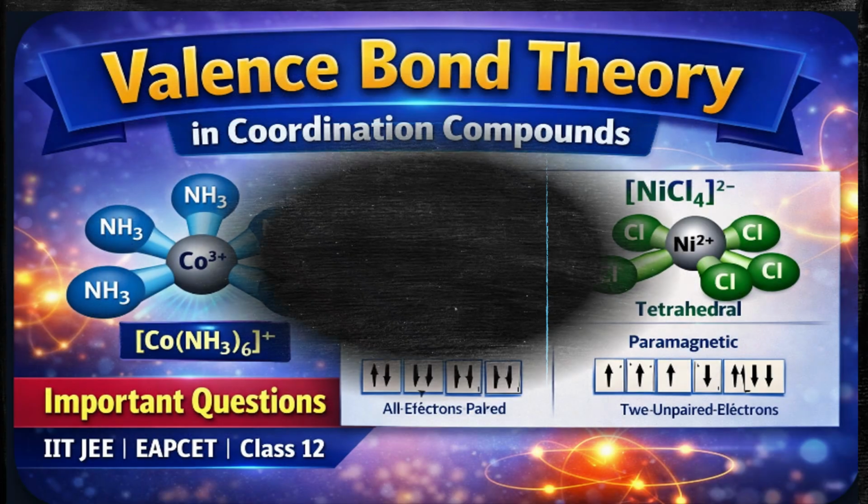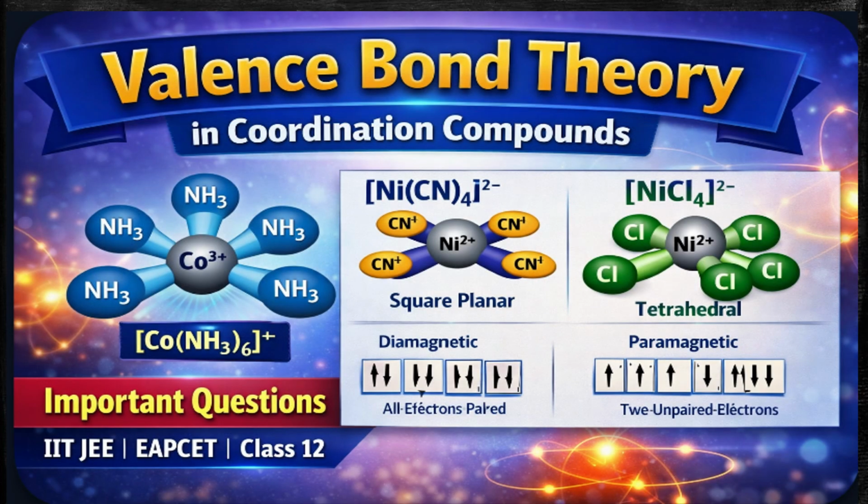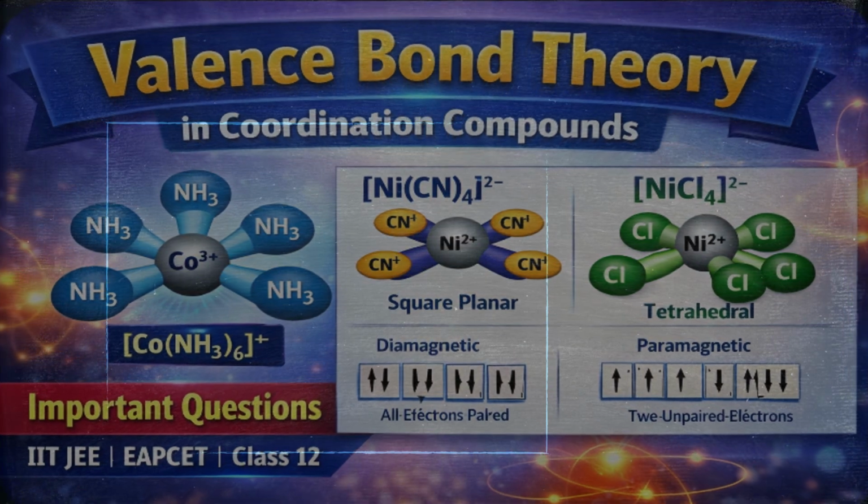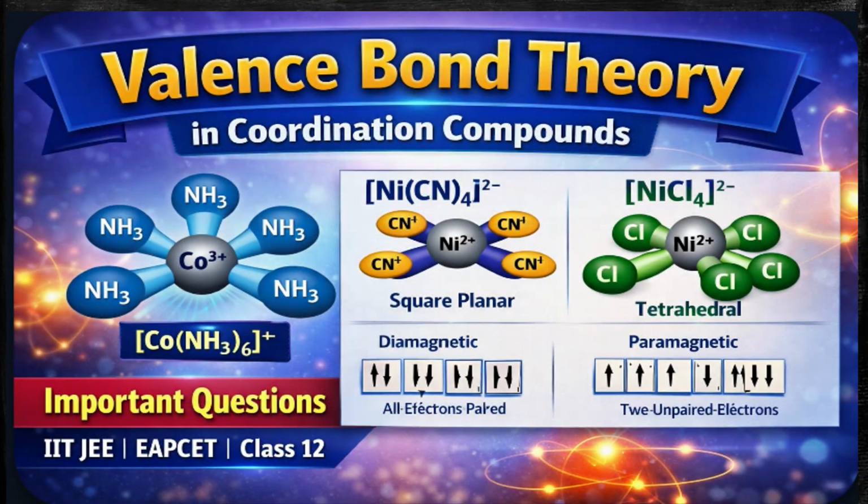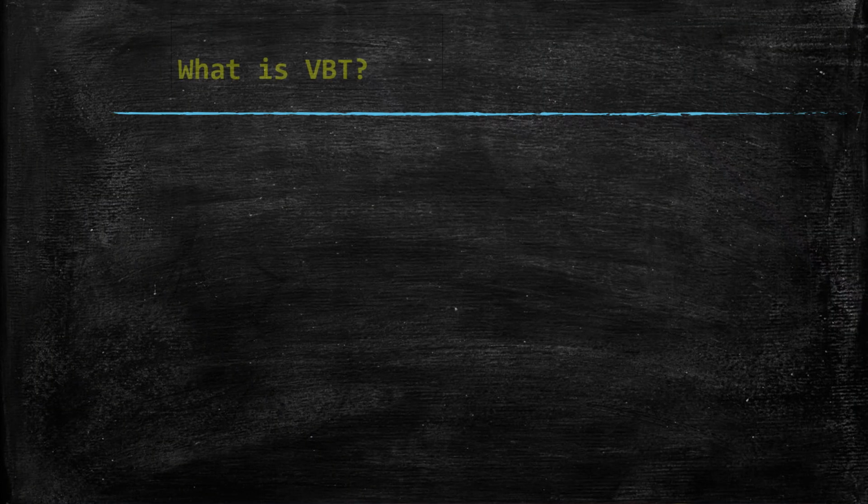So in this video, we'll see how valency bond theory applies to coordination chemistry and how metals bond with ligands to form stable complexes. Before knowing the valency bond theory, we must know the coordination covalent bond.